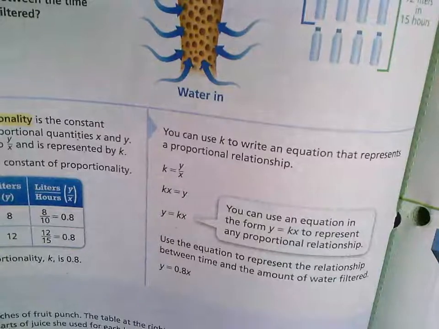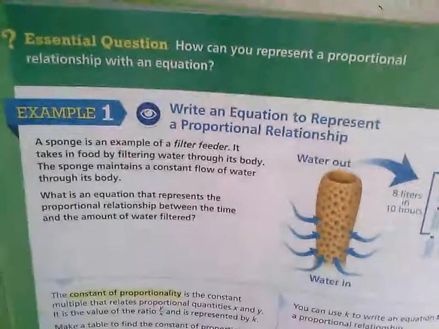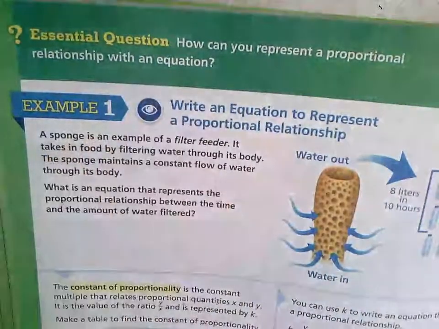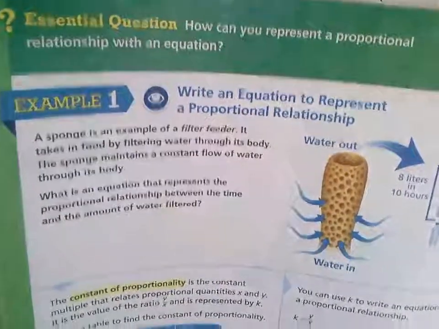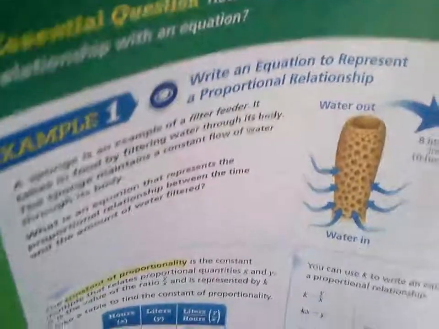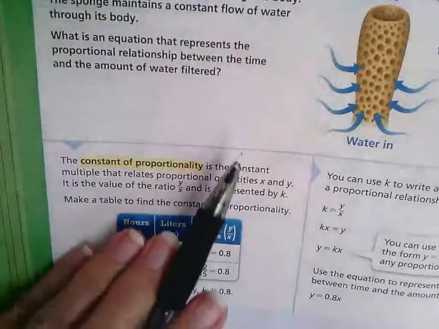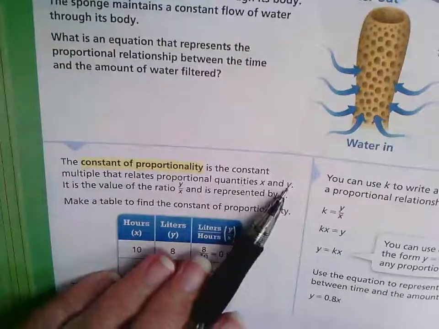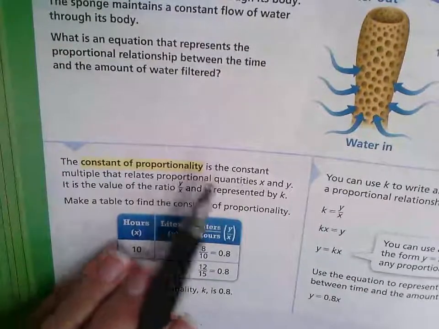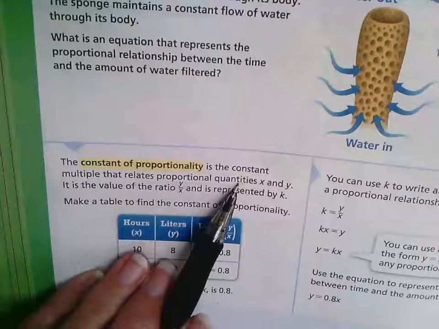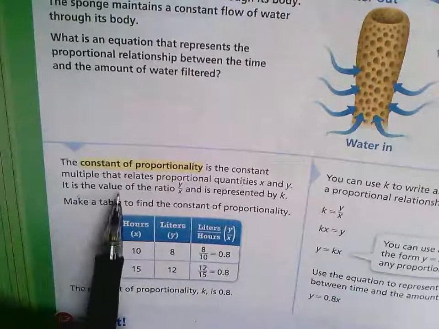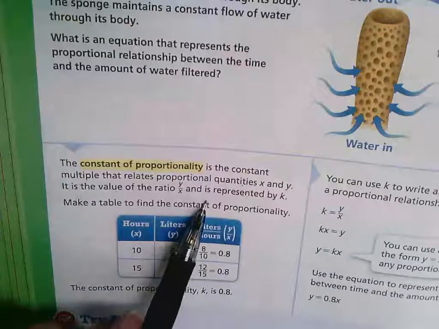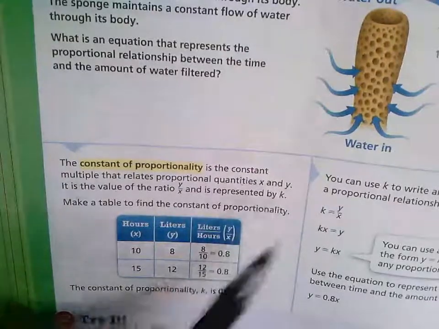This is on page 182 in your book, talking about representing proportional relationships in an equation. The constant of proportionality is the constant multiple that relates proportional quantities x and y. So in order for this to be applied, the quantities have to be proportional. And it's represented as the value of the ratio y divided by x, and it's represented by the letter k.